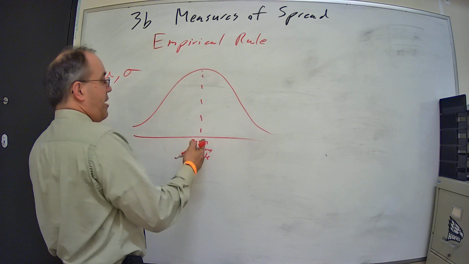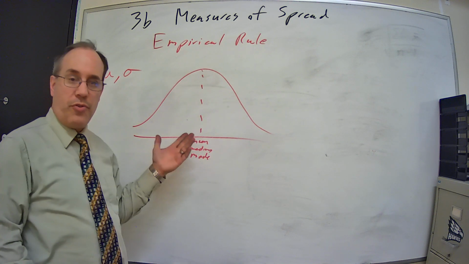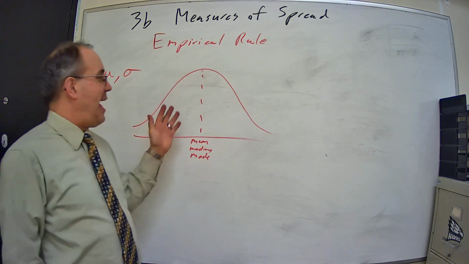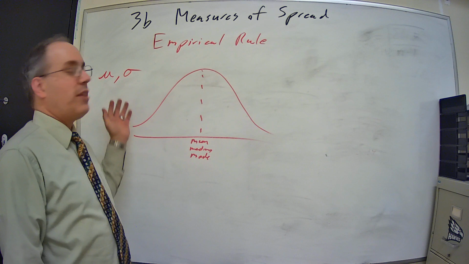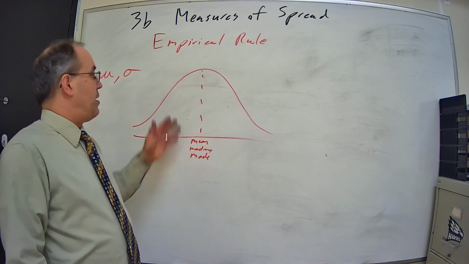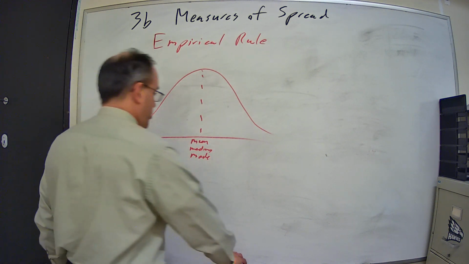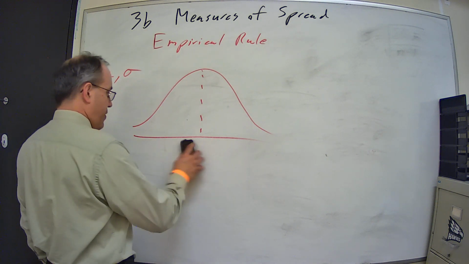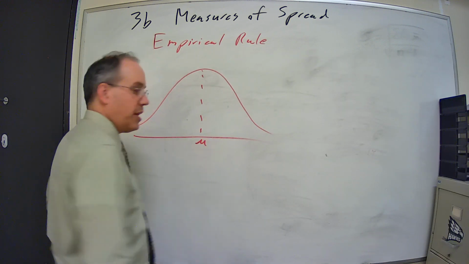Now remember, it's symmetric, which means that if I fold this over on the dotted line, it's going to be the same on both sides. That means half of the data values are greater than the mean, median, and mode. Half of them are less than the mean, median, and mode. It also means that certain things are going to happen at certain places in this distribution. So I'm just going to say that that's the mean, mu.